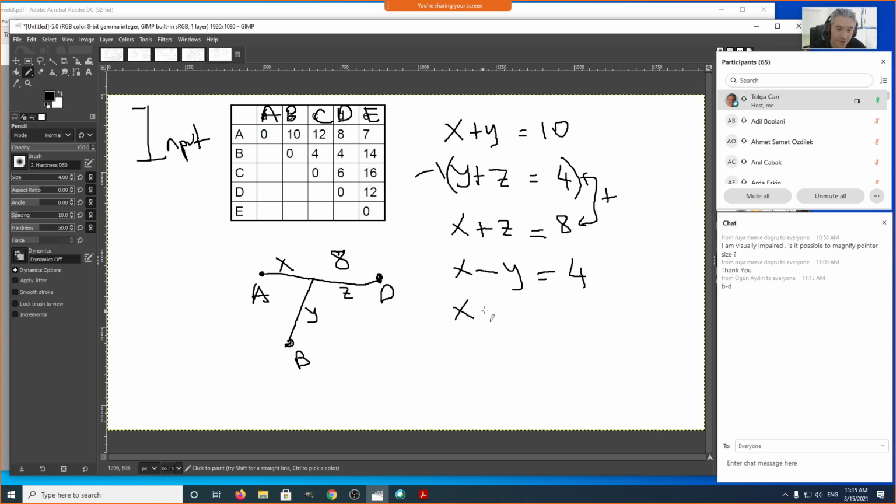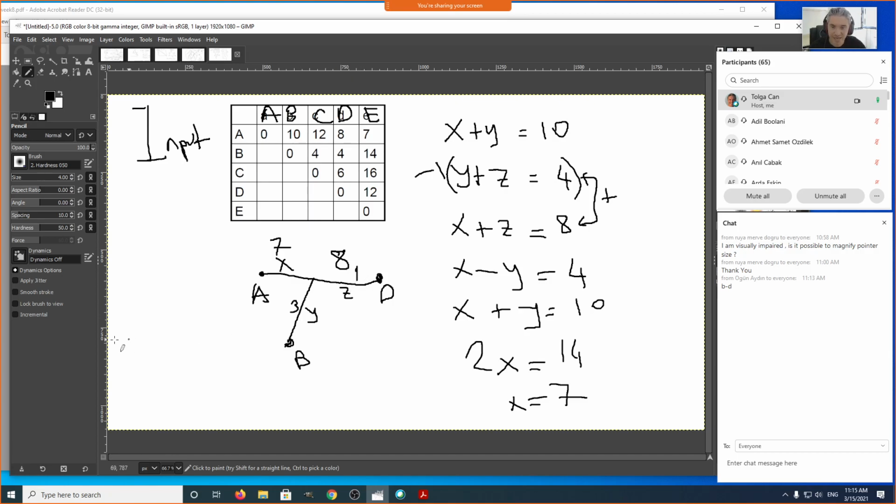Now I have two equations, X plus Y is equal to 10, and X minus Y is equal to 4. If I add these two equations, 2X is equal to 14, which gives me X is equal to 7. So if X is equal to 7, I'm going to write 7 here, 3 here, since X plus Y was 10, and B plus D was 4, right? And this is going to be 1.